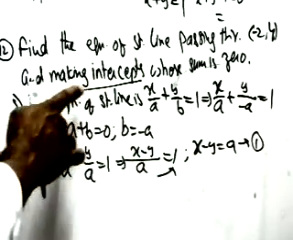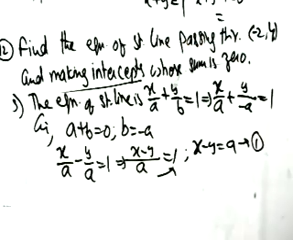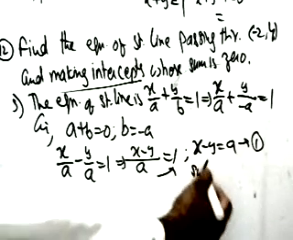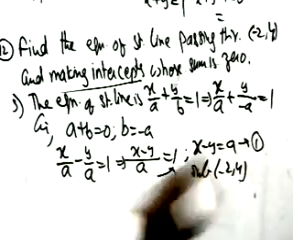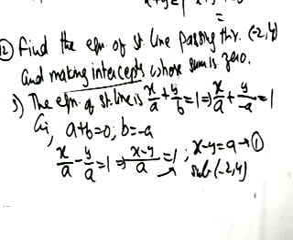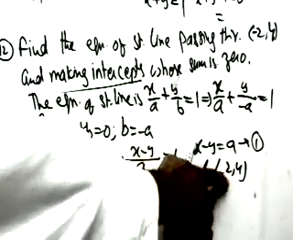Now how to find A? Just now we have done. What is given here? This line passes through the point minus 2 comma 4. So let me substitute minus 2 comma 4.